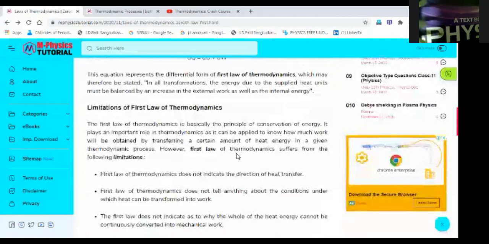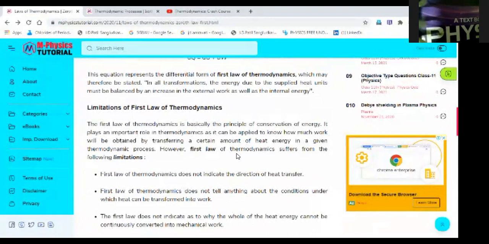What are the limitations? तो हम उसको one by one check out करेंगे. The first law of thermodynamics is basically the principle of conservation of energy. Okay, it plays an important role in thermodynamics as it applies to knowing how much work will be obtained by transferring a certain amount of heat energy in a given thermodynamic process. However, the first law of thermodynamics suffers from the following limitations.